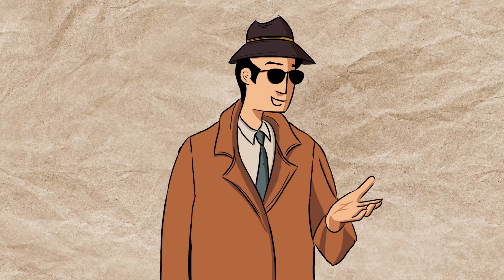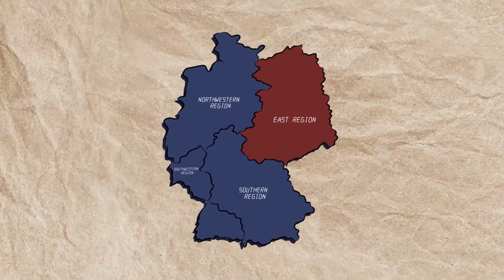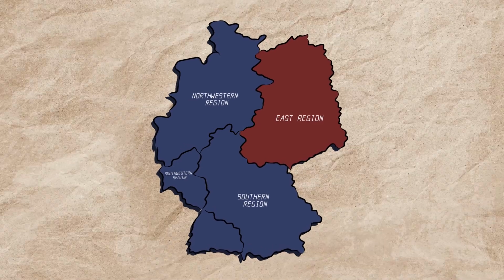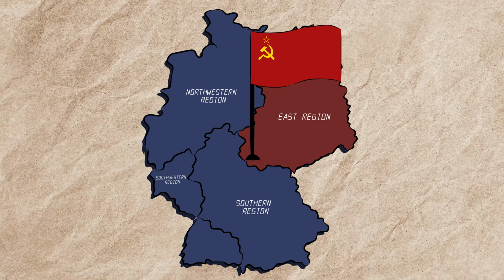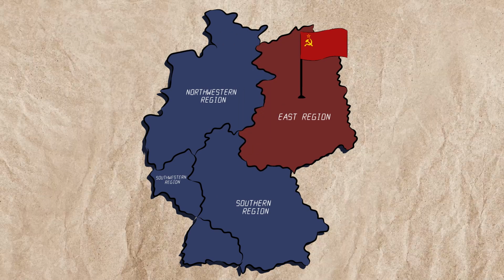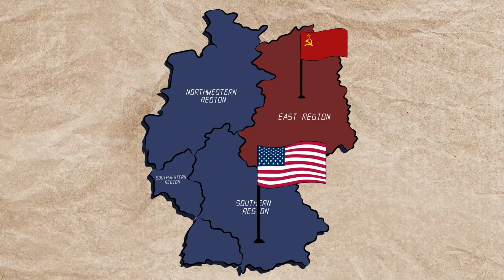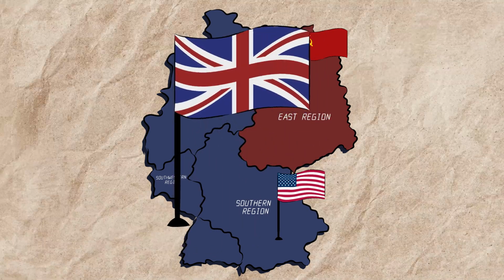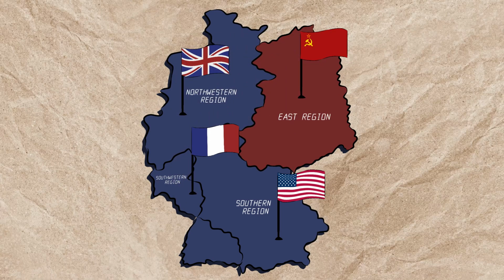The outcome of this conference resulted in a critical decision. Germany would be divided into four occupation zones, each controlled by one of the Allies. The Soviet Union occupied eastern Germany, with Berlin situated deep within this zone. The United States took charge of the southern regions. Britain managed the northwestern territory, while France oversaw the southwestern part of Germany.